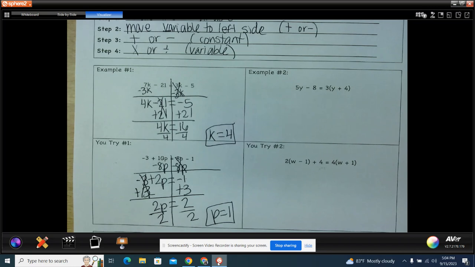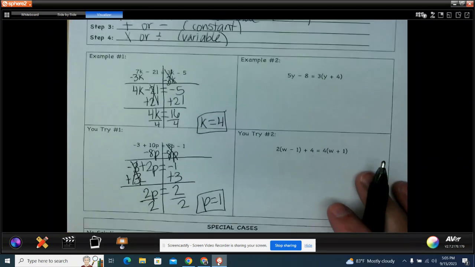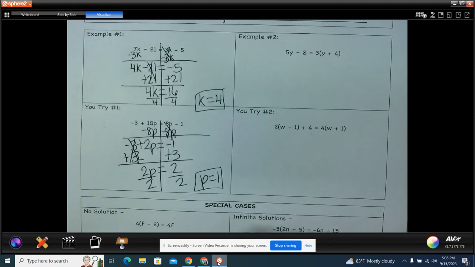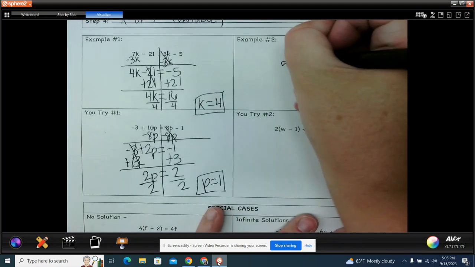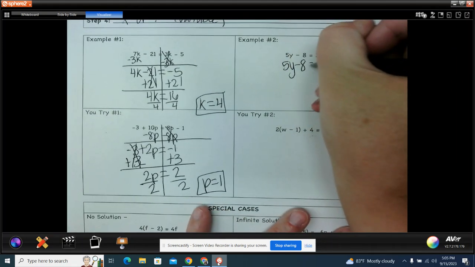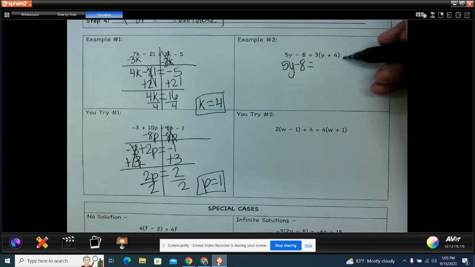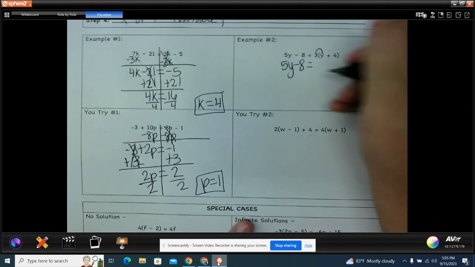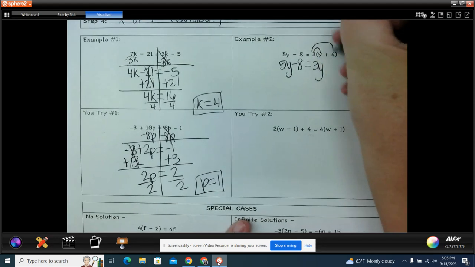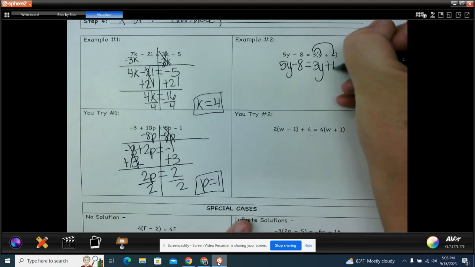Okay, so let's try some with some parentheses. So the parentheses are going to be our distributive property. We're going to distribute first before we can solve. So left side is going to stay the same, 5y minus 8. Then we're going to distribute 3. When we distribute, we are multiplying the number on the outside by everything on the inside. So 3 times y is 3y. 3 times 4 is plus 12.